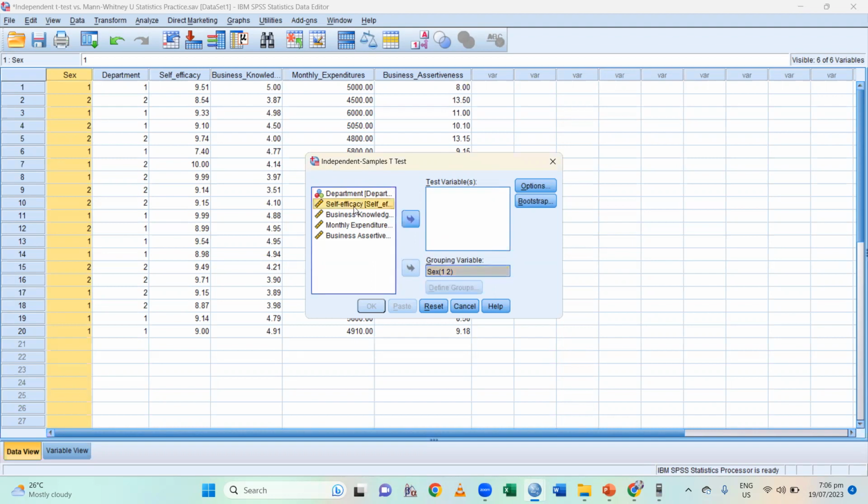So click self-efficacy and click the arrow and place it in our test variable so that you won't get confused. The nominal variable goes to the grouping variable, whereas the variable that is in scale, meaning the ones that have some sort of ruler, goes to the test variable part. Can you follow, ma'am? Yes, Doc. And if you have done this step, now click OK.